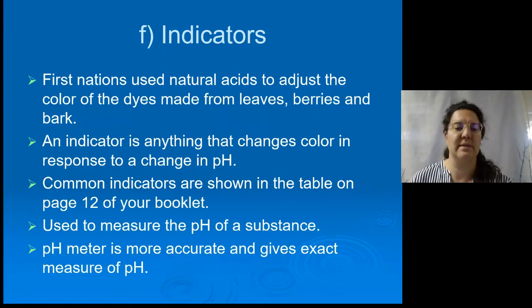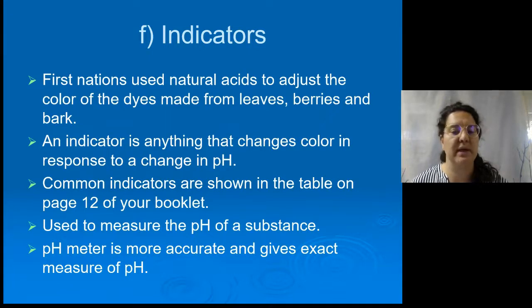So indicators such as litmus paper are used to indicate the rough pH of a substance. Now, First Nations used to use natural acids to adjust the color of the dyes they made from leaves, berries, and bark. So this would be an indicator that changed color. Common indicators are shown on table 12 of your data booklet, and these are chemical indicators, and they're used to measure the pH of a substance.